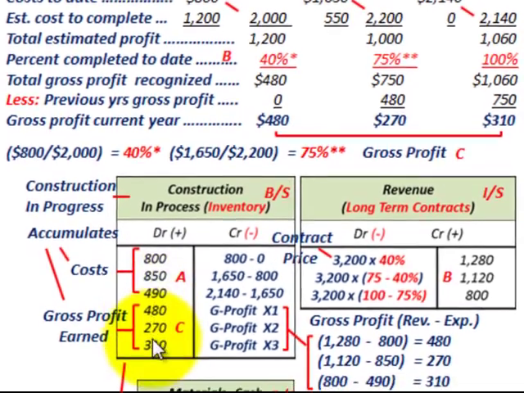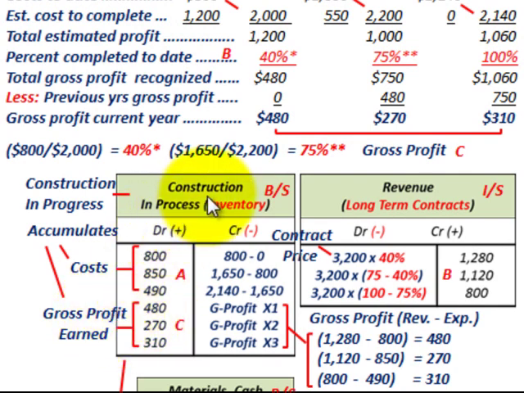Now, we can go down here, and the next thing we have to deal with in this construction in process account is the gross profit earned. We're really going to be looking at two ways of calculating that so you understand what's going on. But that would be easy enough. We just take that off our chart. For the first year 20X1 we had 480, the next year 20X2 270, and the last year 20X3 we had 310.